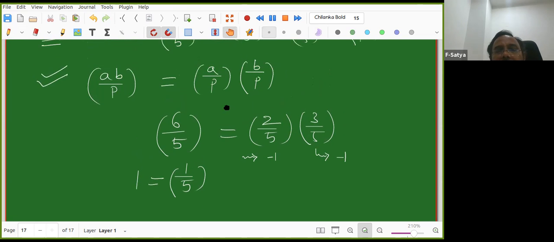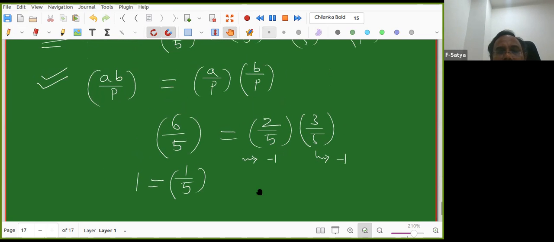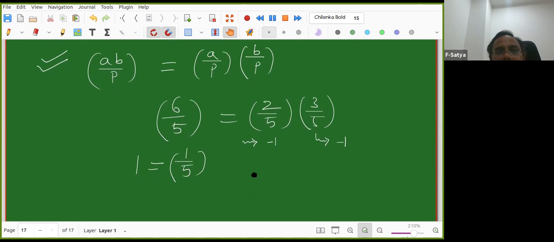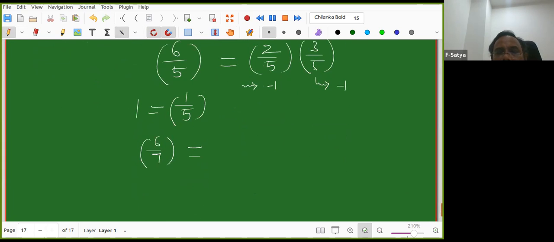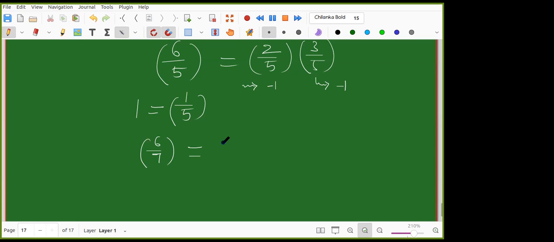Are you able to prove that these two are equal? Here it is equal, right? So do you want to prove in the 7 case? Okay, let us check. 6 by 7. You know the answer for the 6 by 7. What is this equal to? Somebody can tell very fast. Yes, sir. What is the answer?